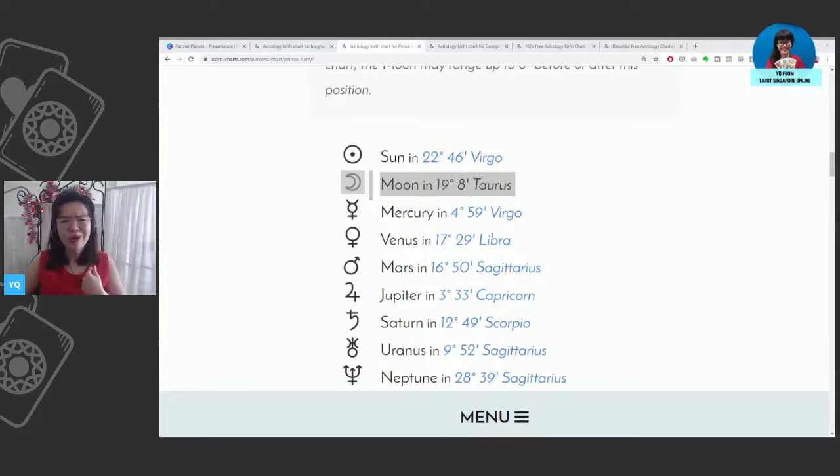So Taurus. I'm a Taurus, but I can't really describe Taurus. Someone who's very grounded, someone who's very fixed in her ways. So if you think about Meghan Markle, she's like, you know what, I cannot stand the royal society.